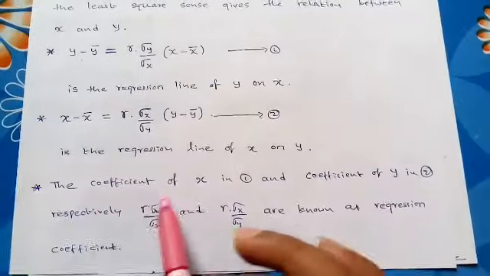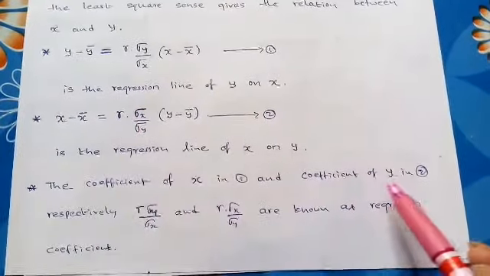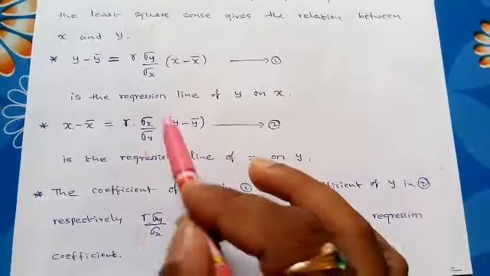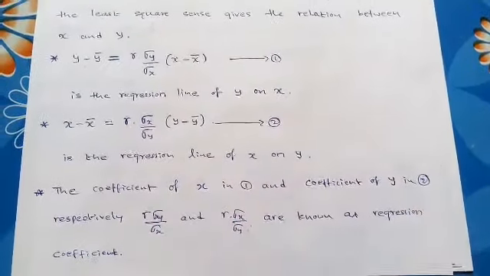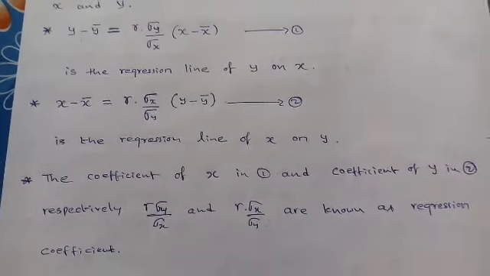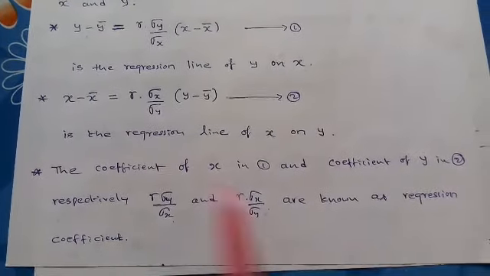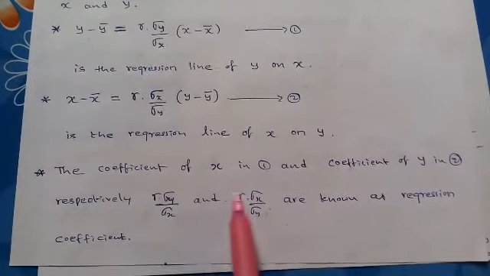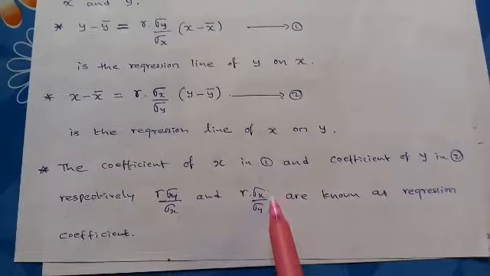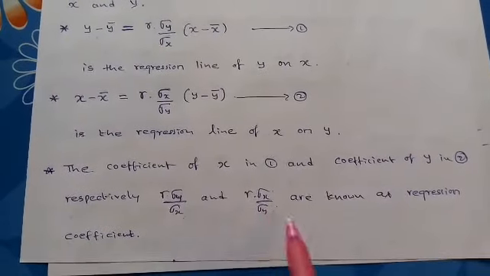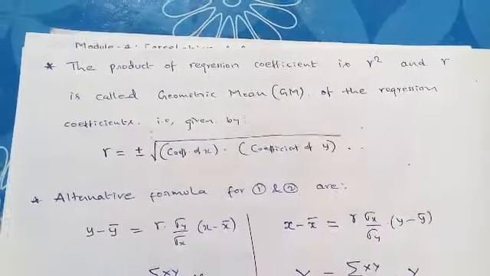So the coefficient of x in equation 1 means this term, and the coefficient of y in equation 2, this term. These two terms are known as regression coefficients. Here the product of these two regression coefficients equals r square, because here r into r square. Here sigma y by sigma x, here sigma x by sigma y. Therefore these four terms get cancelled. R into r becomes r square.